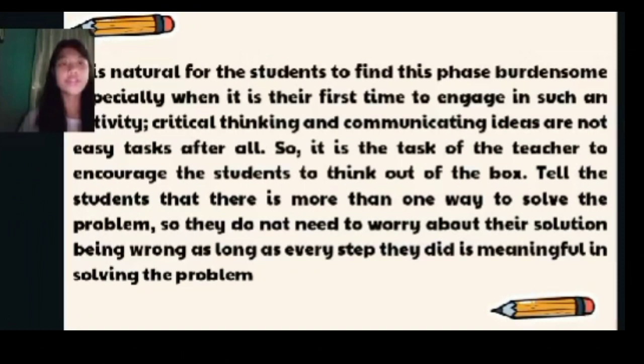It is natural for the students to find this phase burdensome, especially when it is their first time to engage in such an activity. Critical thinking and communicating ideas are not easy tasks after all, so it is the task of the teacher to encourage the students to think out of the box. Tell the students that there is more than one way to solve the problem, so they do not need to worry about their solution being wrong as long as every step they did is meaningful in solving the problem.